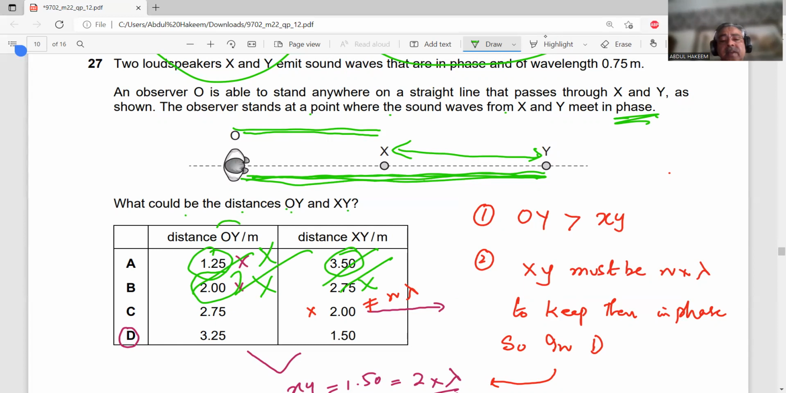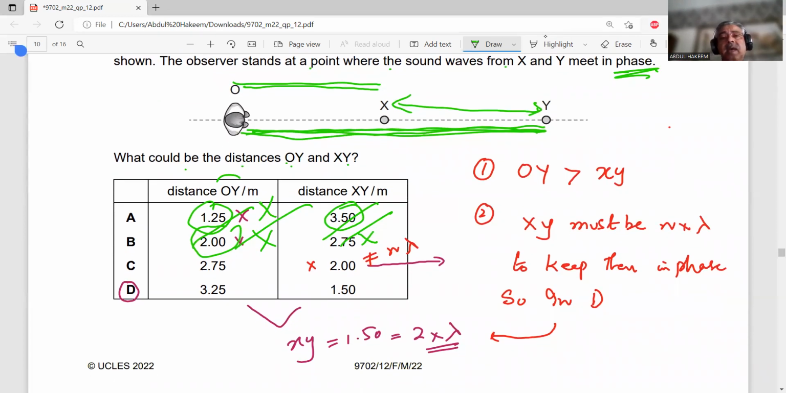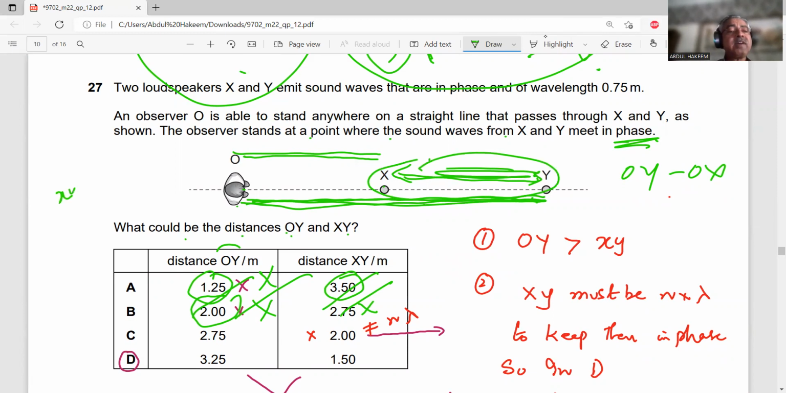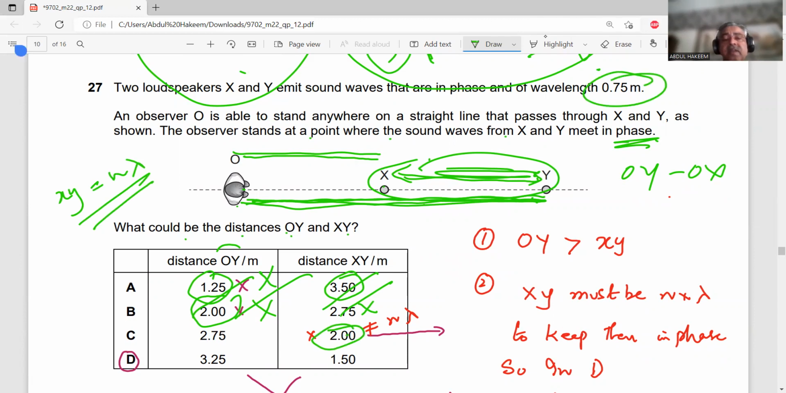Now for the constructive interference, the path difference is OY minus OX, which is equal to XY. So this XY is the path difference. This XY path difference must be equal to N lambda. So this XY is 2. This is not a whole multiple of 0.75, because when we divide 2 by 0.75, the number is not a whole number. But when we divide 1.5 by 0.75, the answer is 2, a whole number. That's why D is the option.